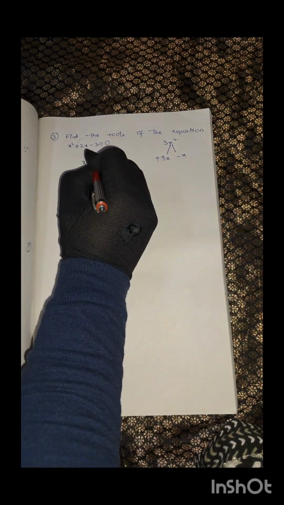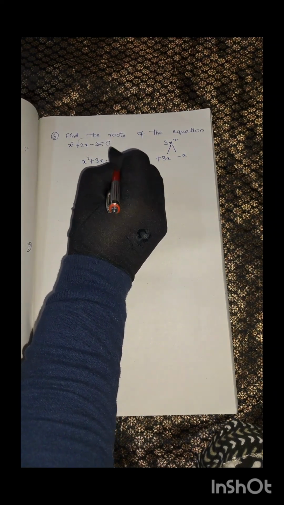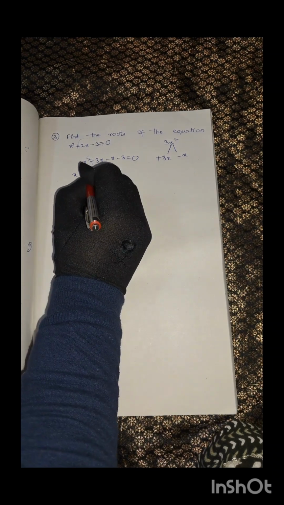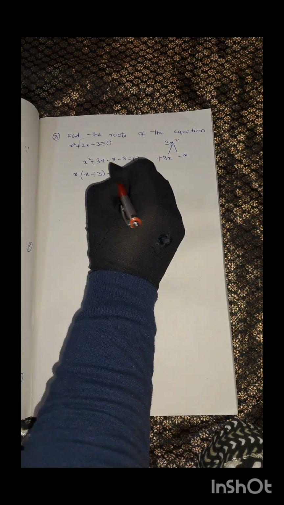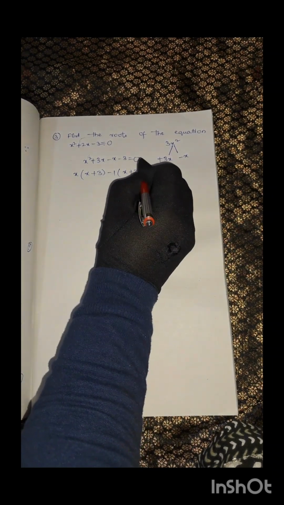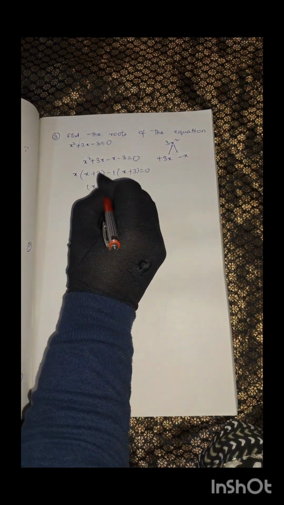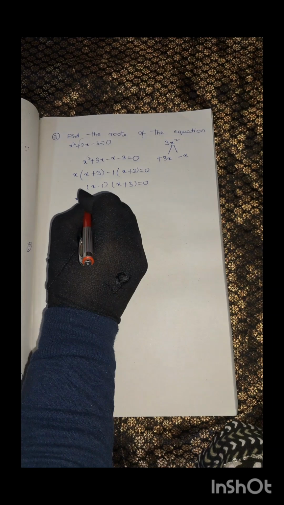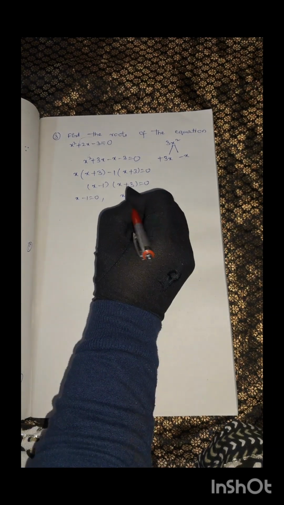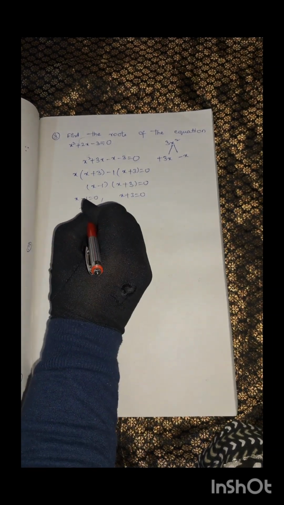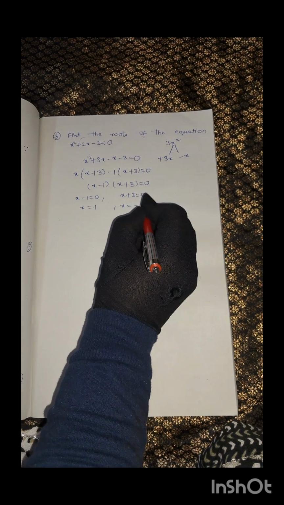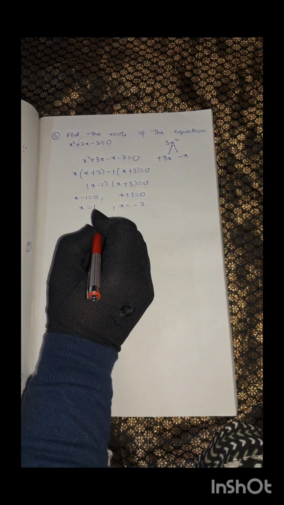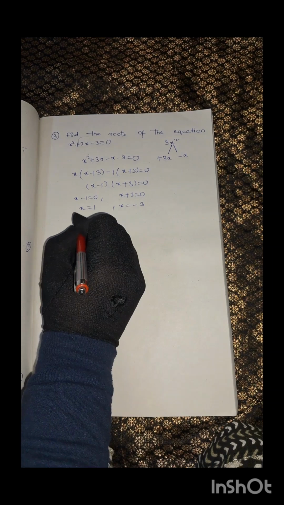So x square plus 3x minus x minus 3 is equal to 0. Taking x common, x(x + 3) minus 1(x + 3) is equal to 0. So (x - 1)(x + 3) is equal to 0. So x minus 1 is equal to 0, x plus 3 is equal to 0. So x is equal to 1 and x is equal to minus 3. Okay, so the roots are x equals 1 and x equals minus 3.